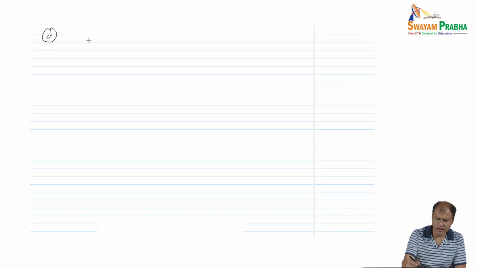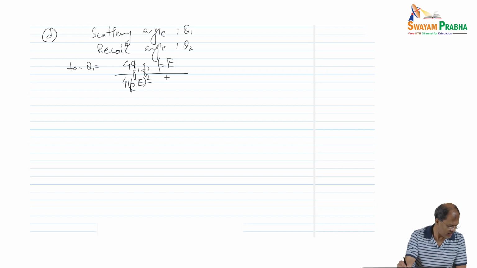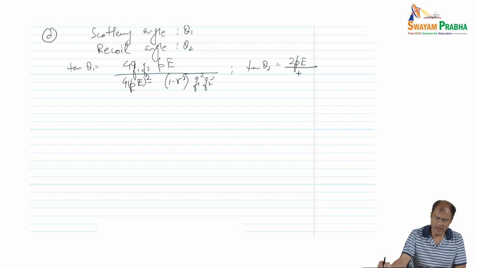So let us say the scattering angle is theta 1 and the recoil angle is theta 2, and we see that tan theta 1 is 4 q1 q2 p times e divided by 4 p e square minus 1 minus gamma square q1 square q2 square. Okay, and then we have that tan theta 2 is 2 p e by q1 q2 times 1 plus gamma.